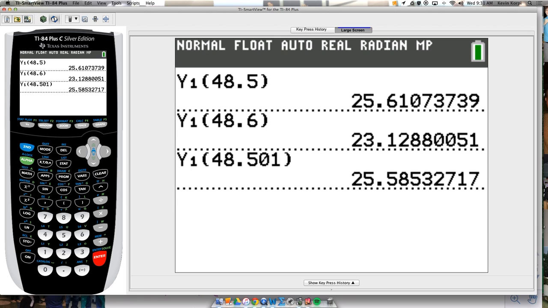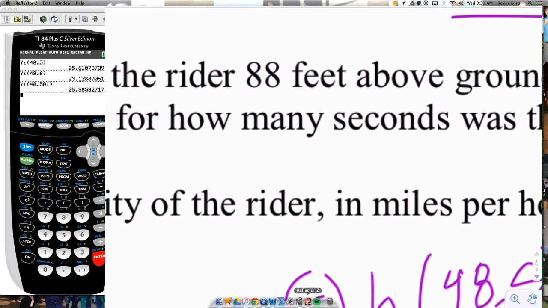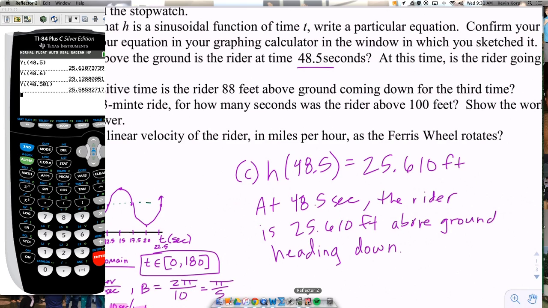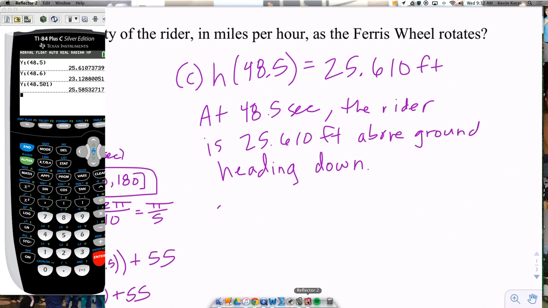Okay, that's part C. Let's look at part D. At what positive time is the rider 88 feet above ground and coming down for the third time? Ooh, 88 feet above ground, coming down for the third time. Well, how am I going to do that? Is 88 feet a time value or an h value? H value.